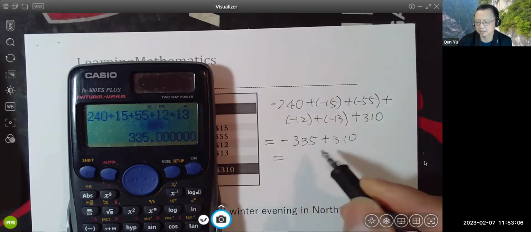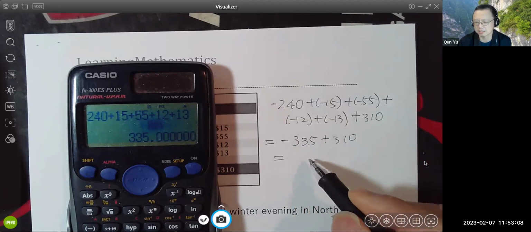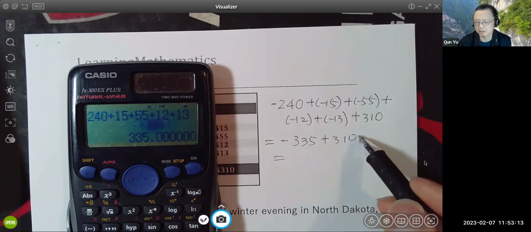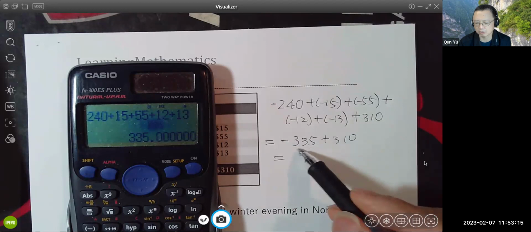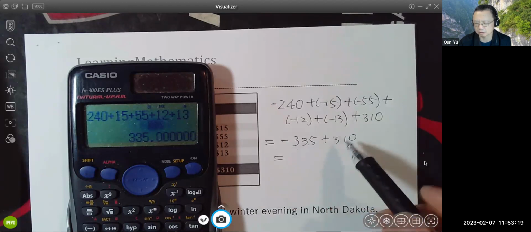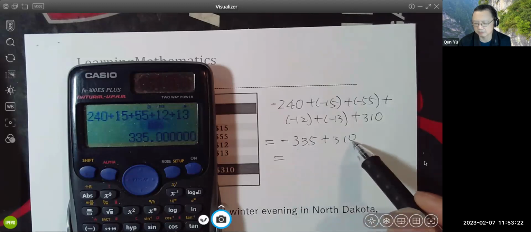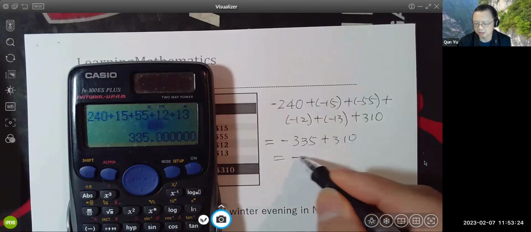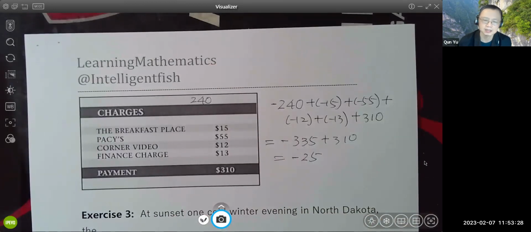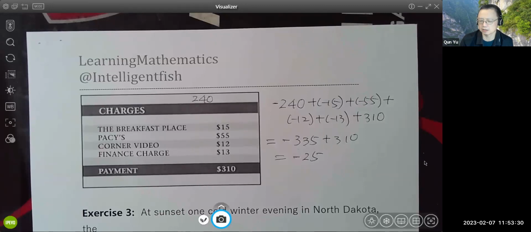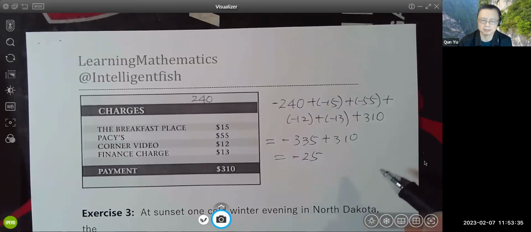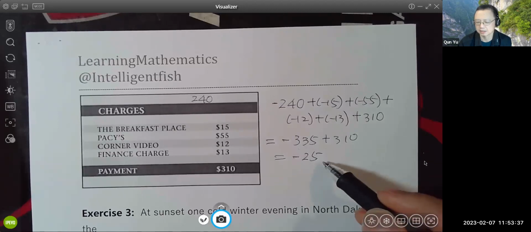I guess everybody can do this calculation mentally. These two have opposite signs. The smaller one will get canceled, and you have leftover. So this is 10, this is 35. They all have 3 in the front, so we don't need to worry about 3. 35, 10, difference 25, right? So negative 25. That means after making this payment of $310, her new balance is $25 on the credit card. It's still debt.